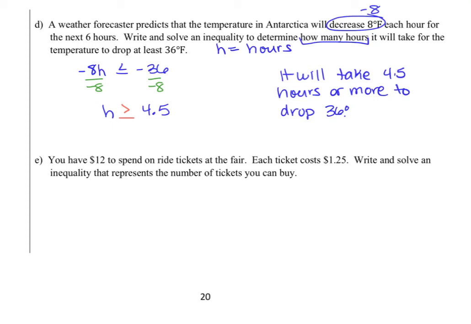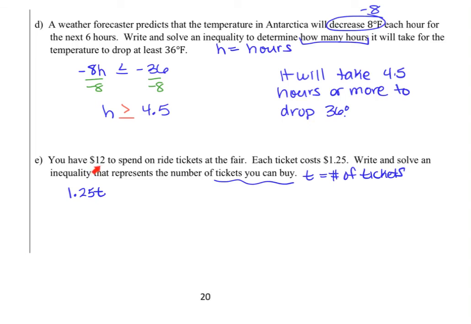Let's take a look at the next one. You have $12 to spend on ride tickets at the fair. Each ticket costs $1.25. Write and solve an inequality to represent the number of tickets you can buy. So let's let T stand for number of tickets. We know that each ticket costs $1.25. So we can represent that as 1.25T. And we only have $12 to spend.